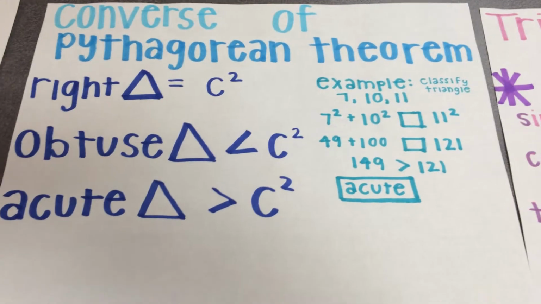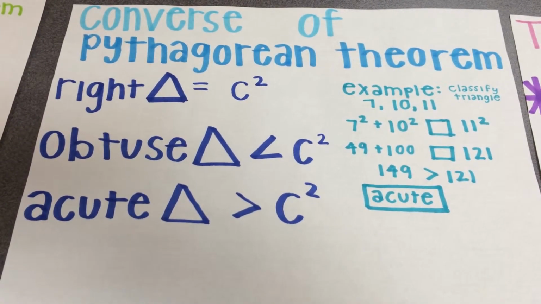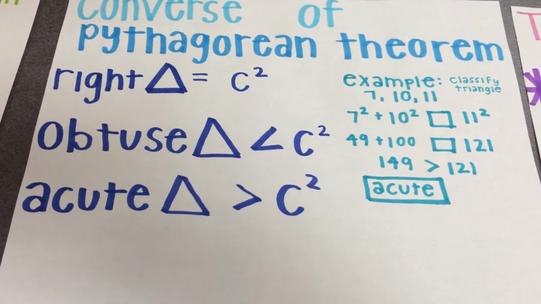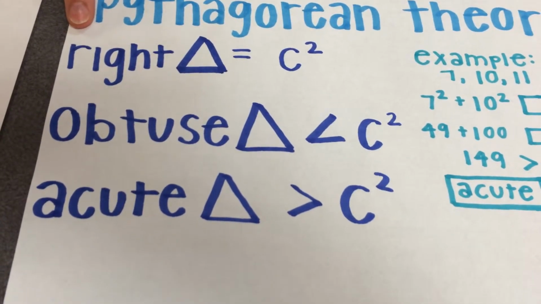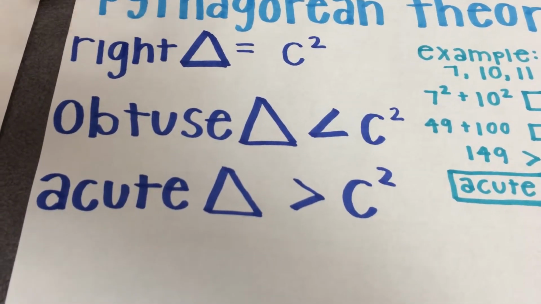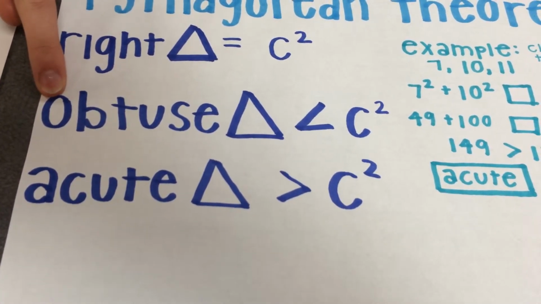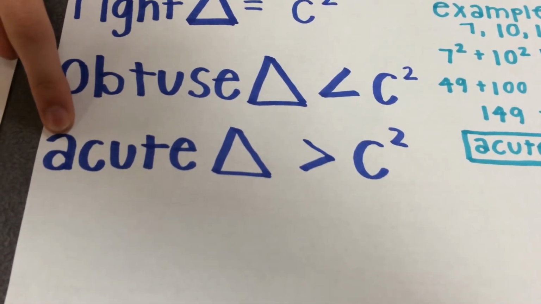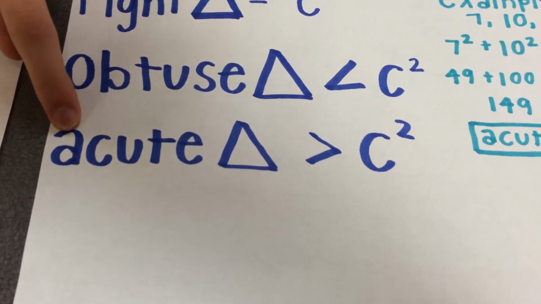However, sometimes the triangle isn't labeled, so you must use the converse of the Pythagorean theorem to classify the triangle as acute, obtuse, or right. If a squared plus b squared equals c squared, then it is a right triangle. If a squared plus b squared is less than c squared, then it is an obtuse triangle. If a squared plus b squared is greater than c squared, then it is an acute triangle.